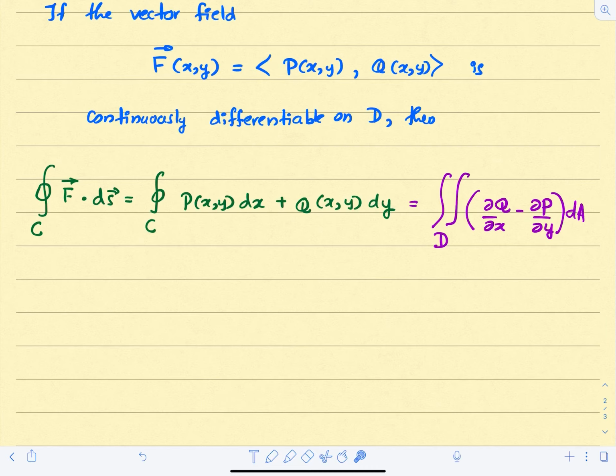Next I'm going to consider a few examples from this Green's theorem.